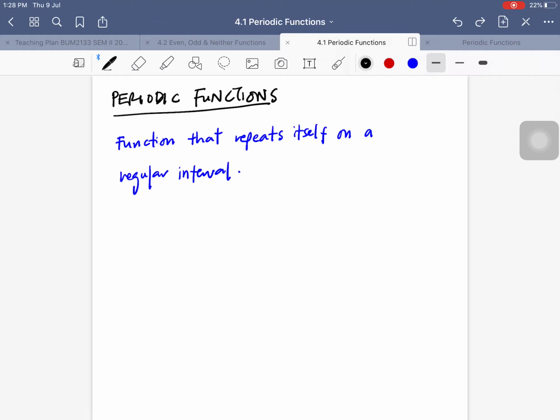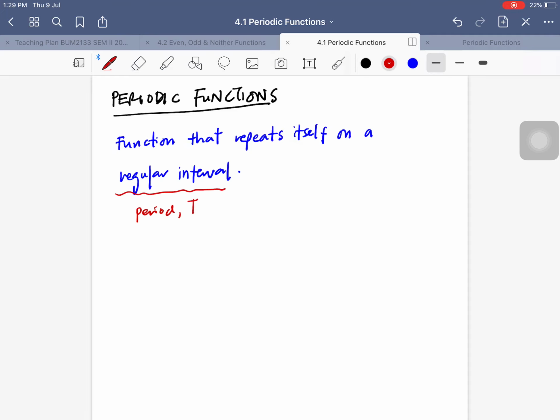Right, so now let's have a look at periodic functions. So what is a periodic function? According to the definition, a periodic function is a function that repeats itself on a regular interval. So this is the definition. And the regular interval has a specific name. It is known as the period, and it is denoted by capital T.